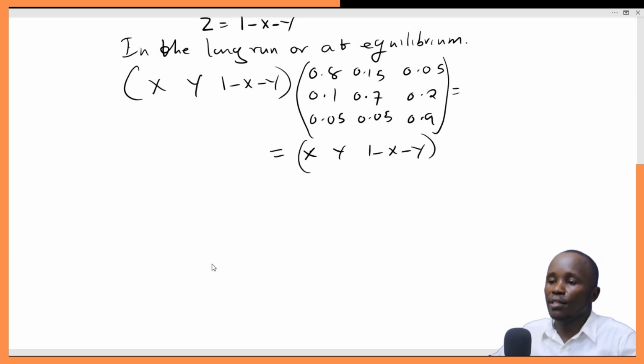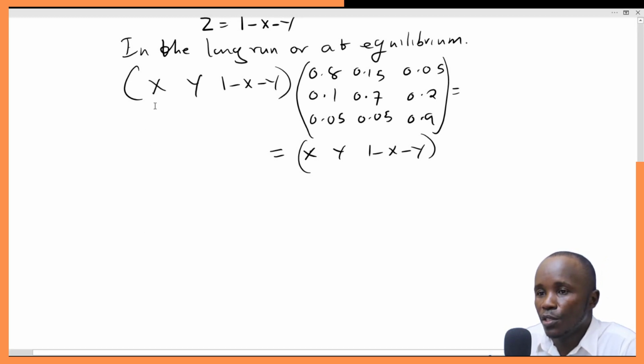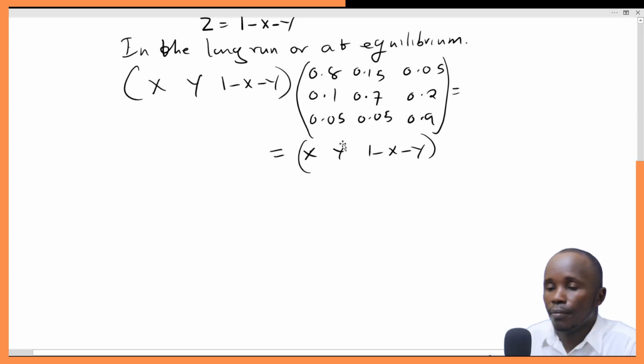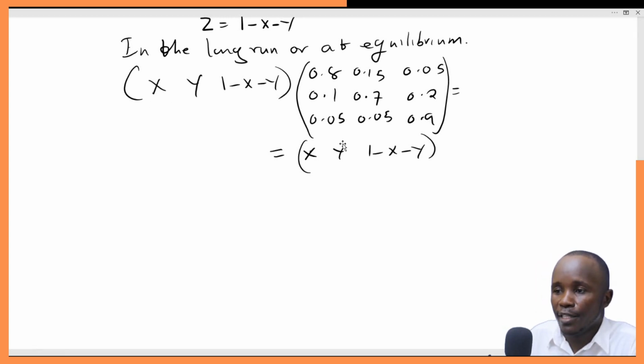So let's look at this. What are X and Y? Once we identify this, we are free to go. How do you multiply this? It is row with the column. So let's start with the first one.